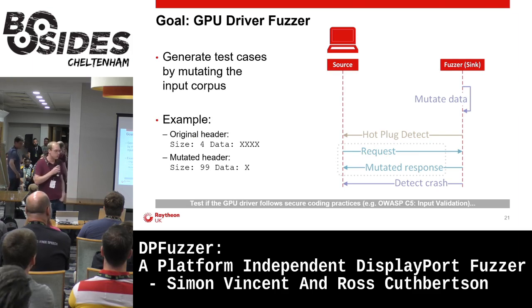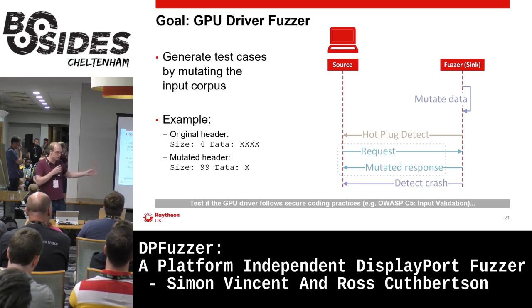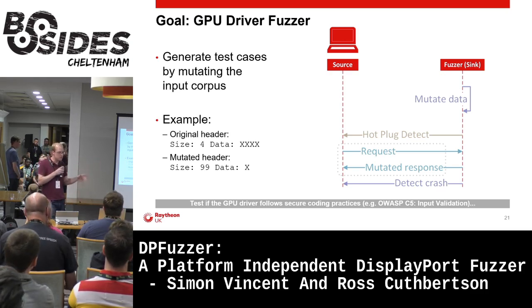So what was our goal? Our initial goal was to develop a fuzzer for a GPU driver. On the screen, you can see a diagram, and the GPU is the source device on the left, and our fuzzer is pretending to be a sink device on the right. And we've got some data we've captured off a bus from connecting a monitor to a GPU.